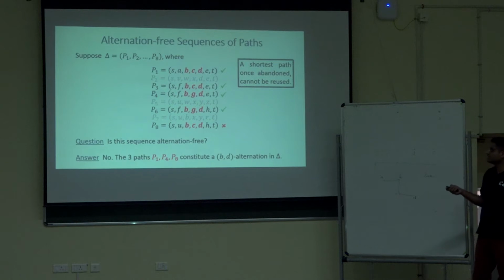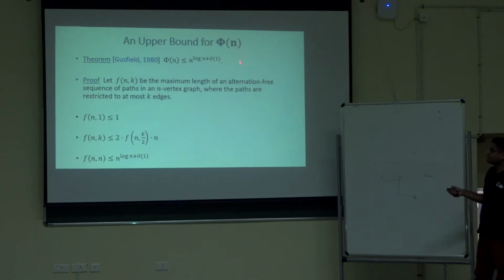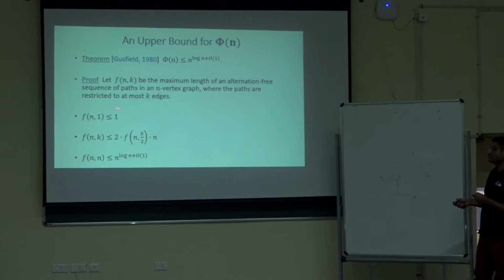Okay. So this is the proper definition of an alternation-free sequence. And this is Gaussian's upper bound. So how exactly does he prove his upper bound? What he does is he defines this term f of n comma k. Let f of n comma k be the maximum length of an alternation-free sequence of paths in an n vertex graph where the paths are restricted to at most k edges.